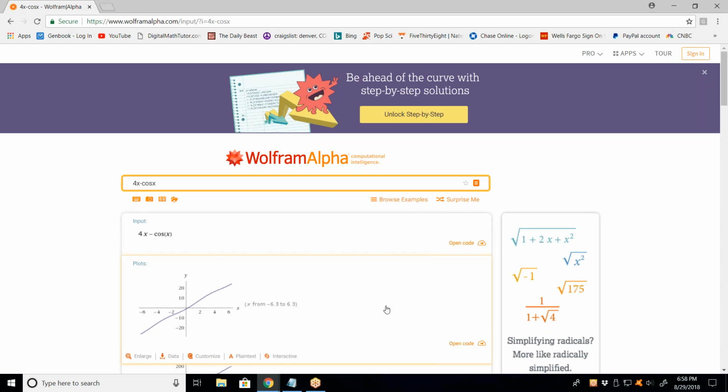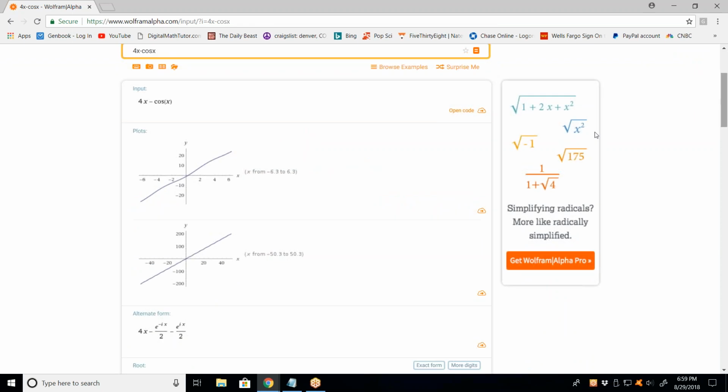You might hold it for just a quick second so I could get my notes. I feel like my teacher might have said something similar, that if there are two types of functions, like 4x and cosine x, and they're both continuous, then the entire function is continuous.